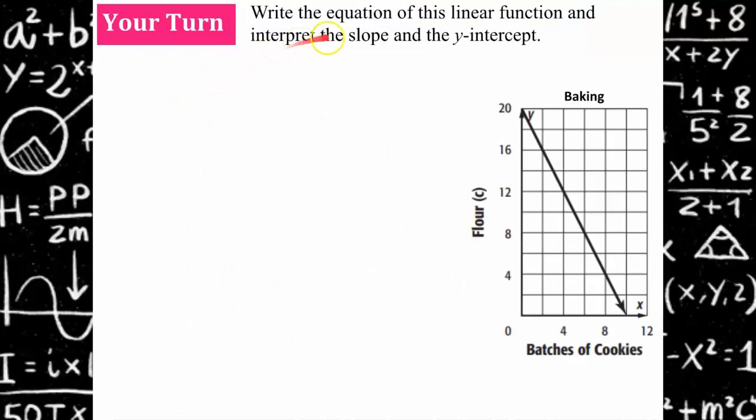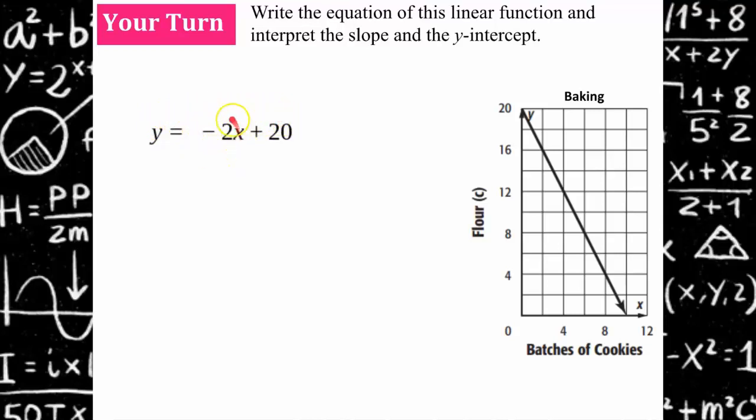Your turn. I would like you to write the equation of this linear function and interpret the slope and y-intercept. Please pause this video, come back and hit play when you're ready to check your work. Okay, welcome back. Let's see how you did. I hope you came up with this line, y equals negative 2x plus 20.